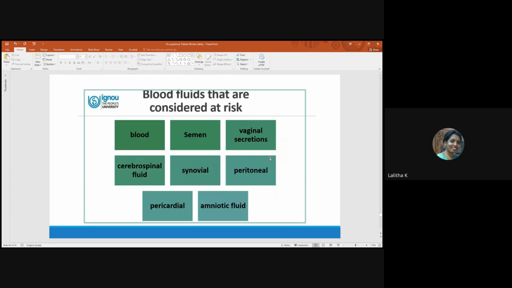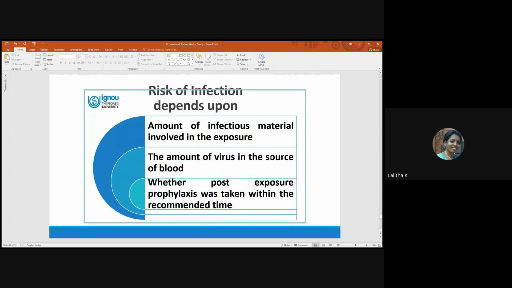Which body fluids are considered at most risk? Blood, semen, vaginal secretions, cerebrospinal fluid, synovial fluid, peritoneal fluid, pericardial fluid, amniotic fluid. All these fluids are considered a risk and they can transmit any of the infections which we listed before. Again, the risk of infection depends on the amount of infected material involved in the exposure, how much virus is present in the source of the blood, and whether the person who was exposed has taken the PEP within the recommended time.